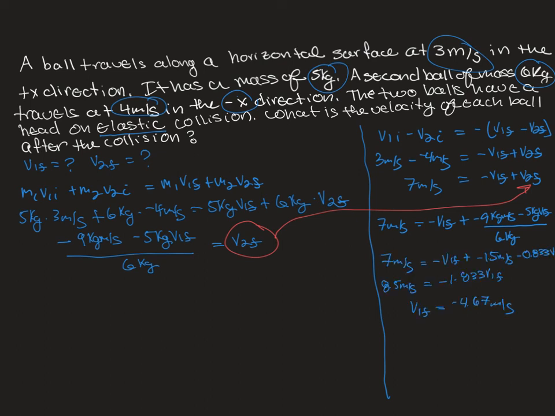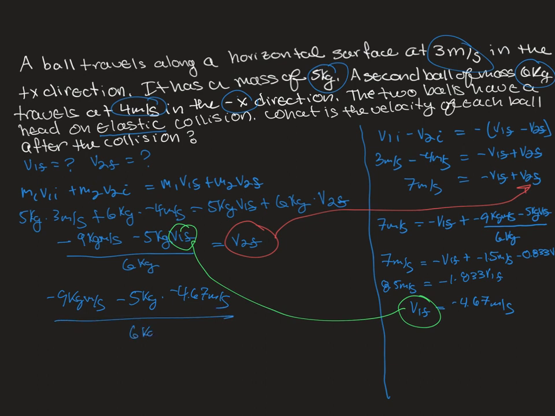Alright, so we can see here that V1F equals a negative 4.67, which we then can take and plug in back up here. So we get a negative 9 kilograms times meters per second minus 5 kilograms times a negative 4.67 meters per second divided by 6 kilograms will give us our V2F. So that means our final velocity for the second object is 2.39 meters per second.